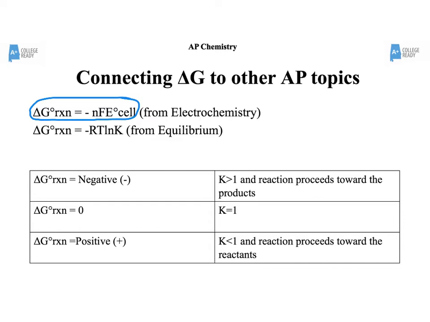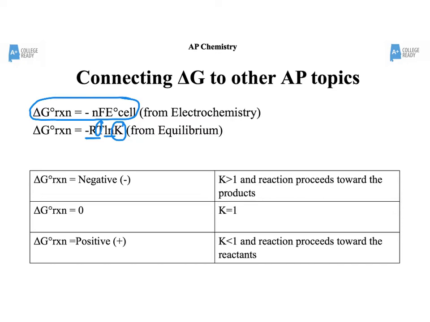All right. The other connection that you have is to equilibrium, where the important thing is the value of K. So you should be able to use this calculation. If you are given K, calculate G. If you're given G, calculate K. R is a constant. It's on your equation sheet. T is a temperature. And ln is natural log.